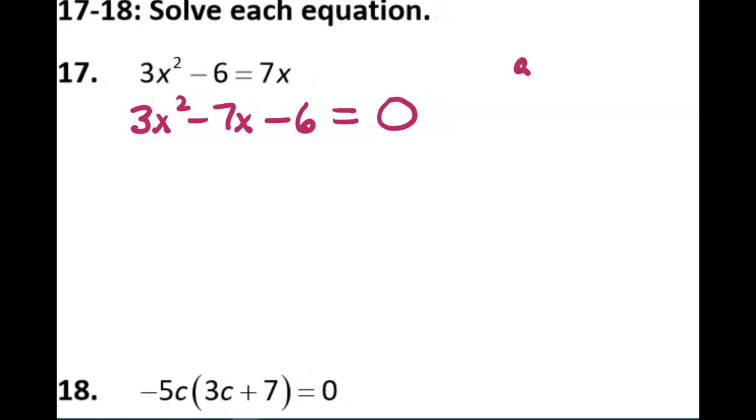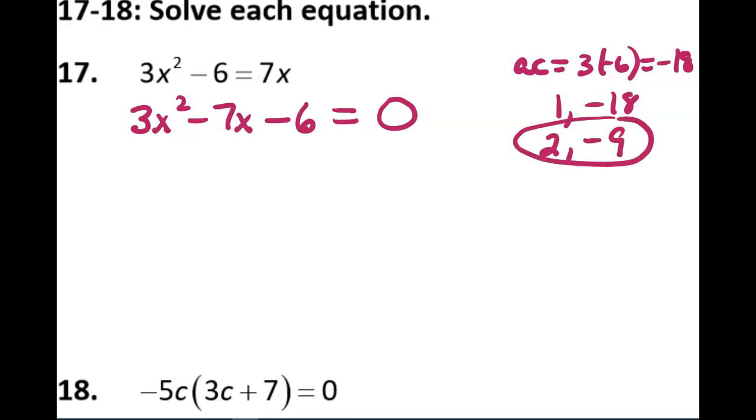Once we do that, we can factor using the AC method. A times c is 3 times -6, which is -18. So factors are 1 and -18. Well, that adds up to -17, so that's not the right one. We're looking for one that adds up to -7. So 2 and -9, there's our pair.